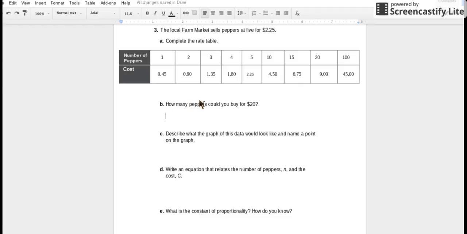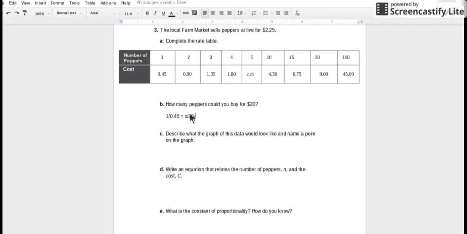So the first question, how many peppers could you buy for $20? Well, if we look at our cost, $20 is not on our table, but it's between 9 and 45. So we know our answer should be just between 20 and 100 peppers. So let's set a proportion, and let's use our unit rate. So 1 pepper costs 45 cents, and we can set that equal to number of peppers, which we don't know yet, over our cost, $20.